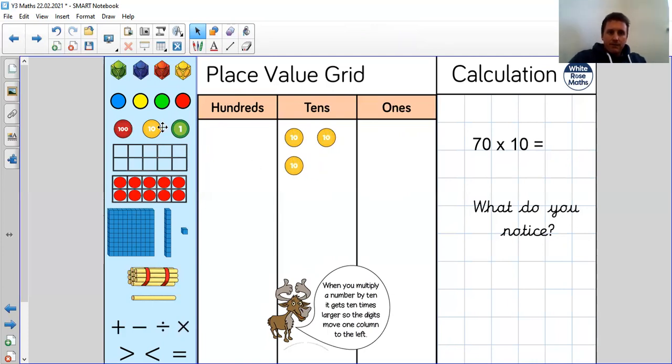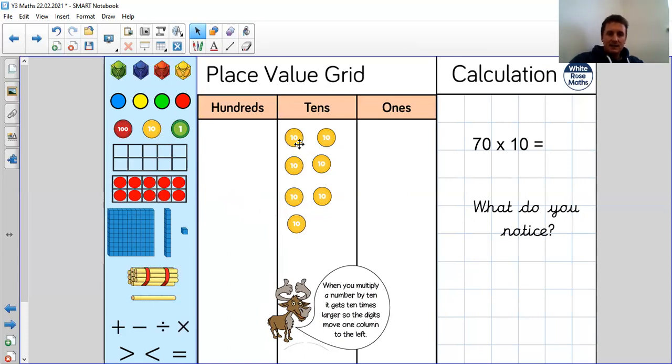10, 20, 30, 40, 50, 60, 70. Now, we're going to do exactly the same, all right, as what Colin's telling us to do down here. When you multiply 70, okay, we've got 70 now, by 10, it's going to get 10 times bigger. So each of these are going to get 10 times bigger.